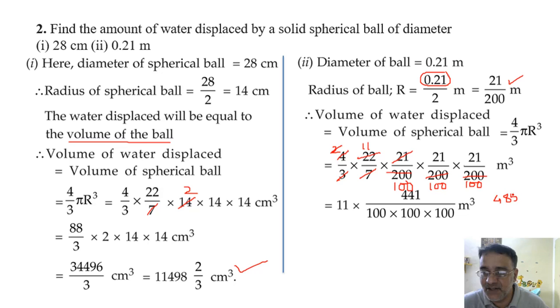And in the denominator, how many zeros are there? 6. So 1, 2, 3, 4, 5, 6. Add 2 more zeros. So we'll get this answer. Any doubt? No, sir. Okay.